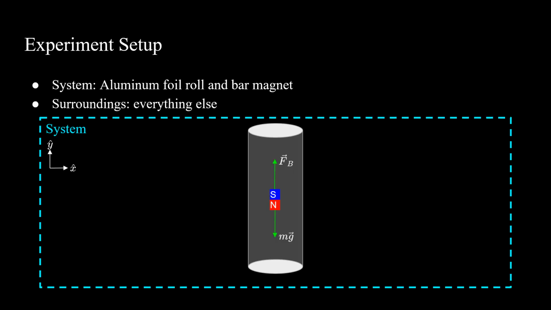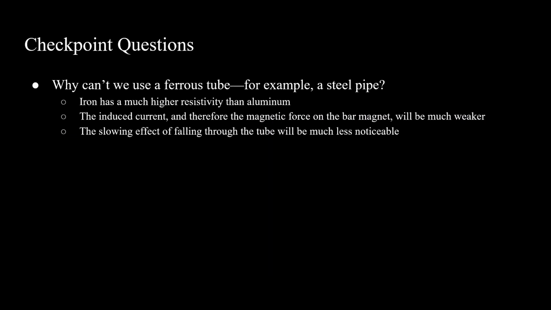Here's the experiment setup. You can see that the system is made of the aluminum foil roll as well as the bar magnet falling through it, and the surroundings are everything else. The reason we can't use a ferrous tube is that iron has a much higher resistivity than aluminum, so the induced current and therefore the magnetic force on the bar magnet in the ferrous tube will be much weaker. So the slowing effect of falling through the tube will be much less noticeable in a ferrous tube.